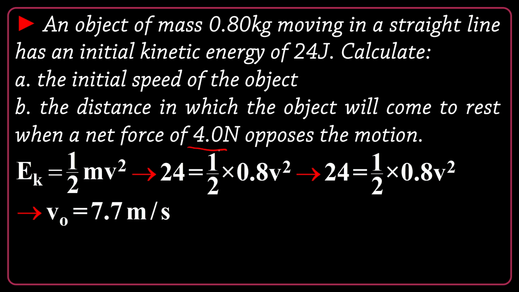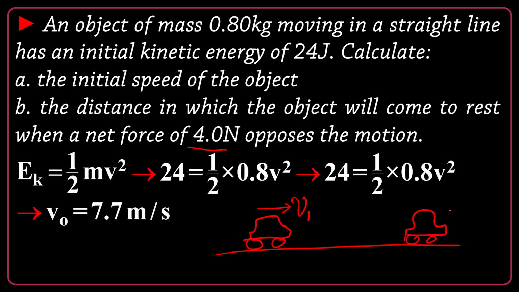Part B, the distance in which the object will come to rest when a net force opposes the motion. It's very interesting. Let's say the object is a car, and it's moving at an initial speed of v1. It will stop somewhere. Let's say final speed is 0. It comes to a stop due to the opposing force of F. So let's say the net force acting on the car during its deceleration is F. Okay, it's 4 Newtons. So we are going to find the distance traveled by the car.